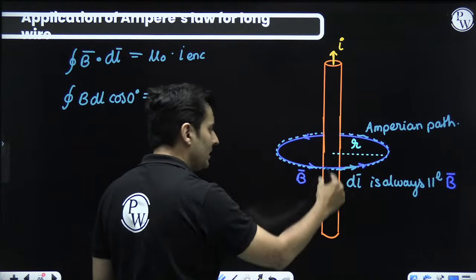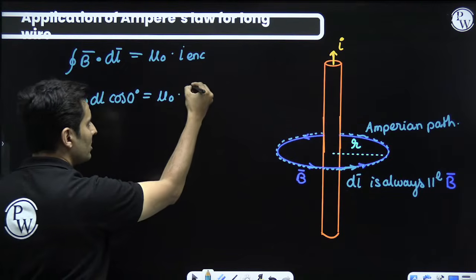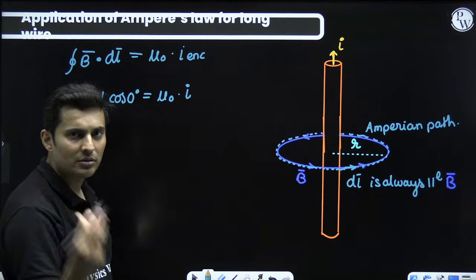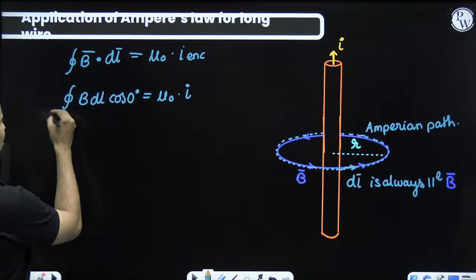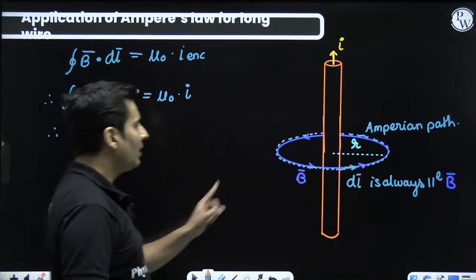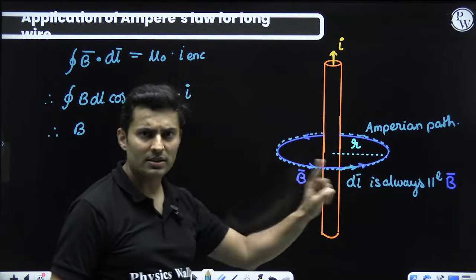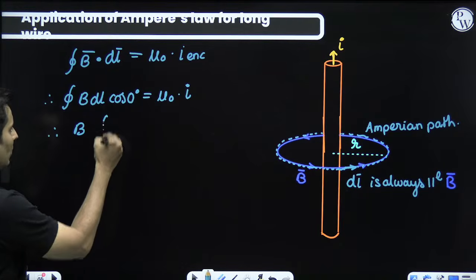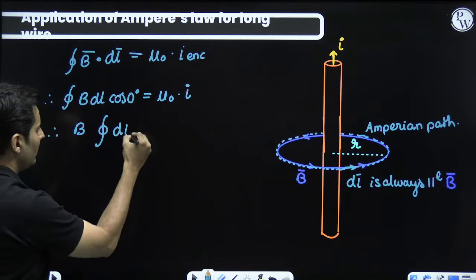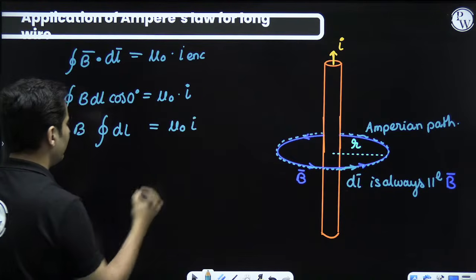The only current which is inside this loop is this current I. So I'll just put I and nothing else, no need of any other wire. Great. Now, B is always a constant at a particular distance from the wire, no matter where you go, because of symmetry. So I can easily shift it outside the integral. I am only left with dl, cos 0 was 1, mu naught into current.